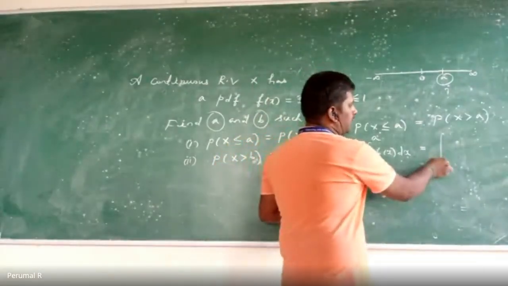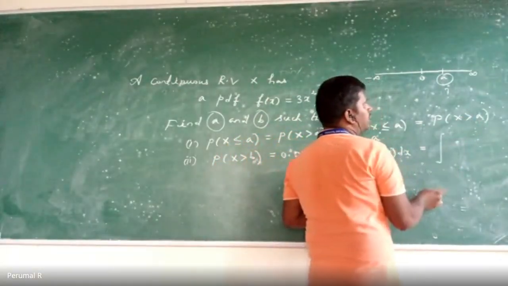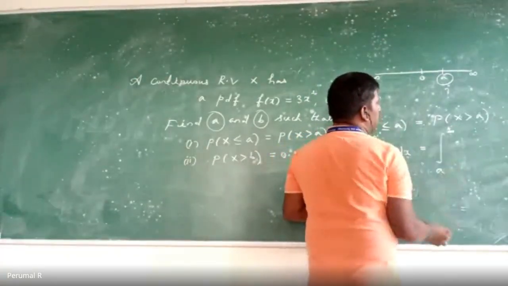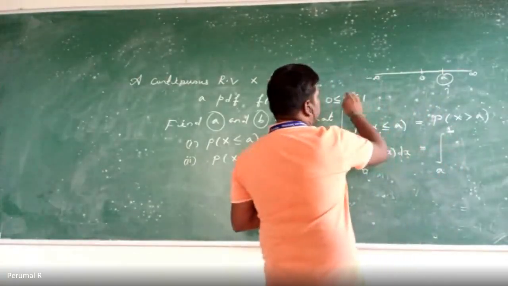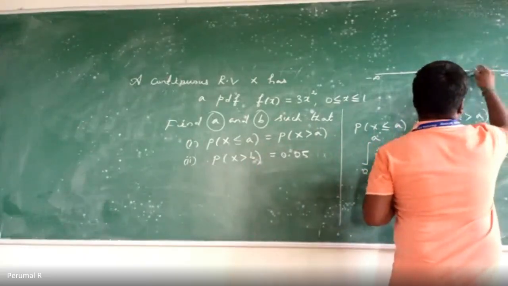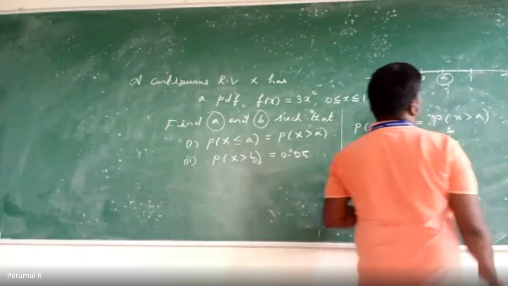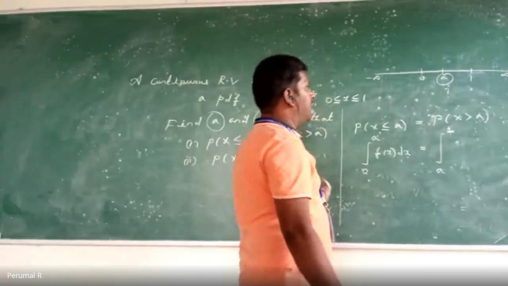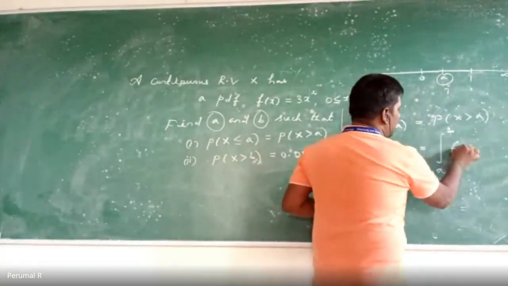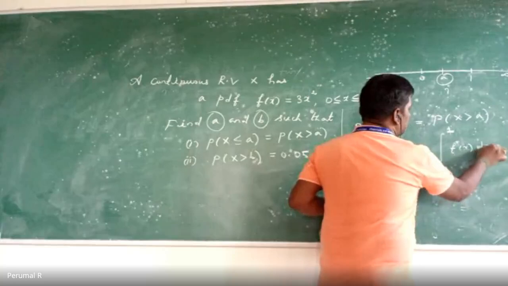Okay. x greater than a. x greater than a means how to write that one? a to 1, and 1 to infinity. Okay, so therefore you are writing a to 1, because also here the function is defined only up to 1. So this is infinity. Suppose I am considering this one is 1. Okay, so we don't know a. So a to 1, f of x dx.